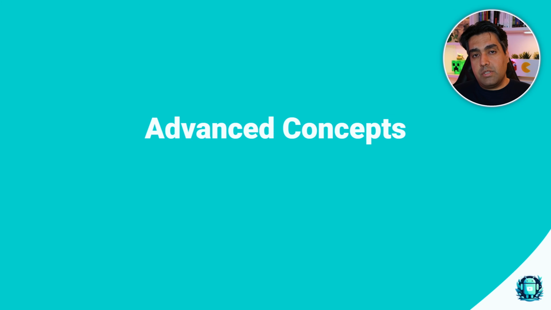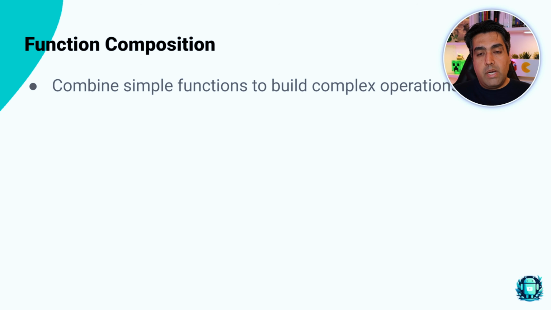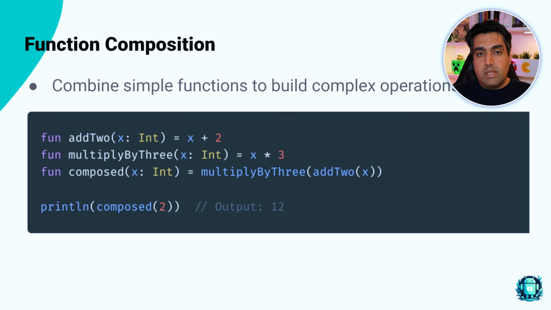Now let's talk about functional programming advanced concepts and how the Kotlin language covers them too. Function composition. It's about combining simple functions to build complex operations. In this example, the composed function composes add and multiply functions.